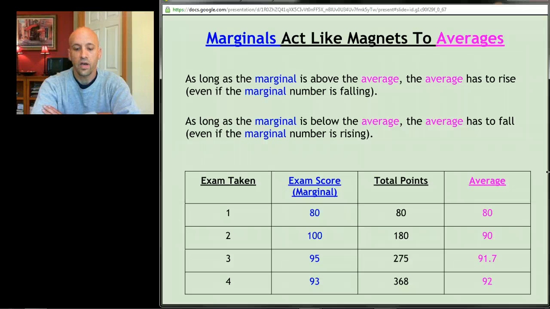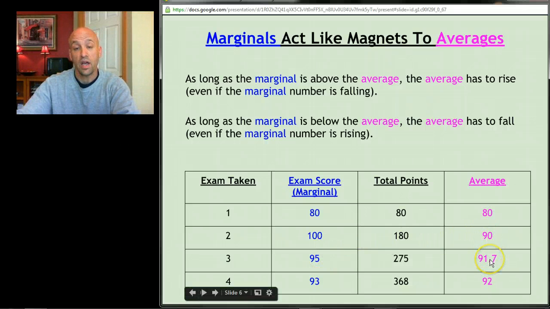Let's say you take 4 tests. On the first test you get an 80, so you have an average of 80. On your next test, your marginal test, that second test, you get 100. Your average is obviously going to rise. Your marginal is pulling your average, which was an 80, up. Now your average is a 90. Let's say on your third exam, you get a 95. Now here, your marginal, 95, is higher than what your average was, which was a 90.